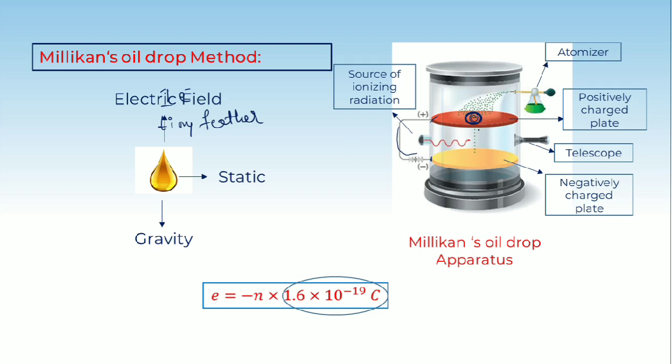While spraying, due to friction, some drops became charged. Some had one electron, some had two, some had three. But we don't know how to find the charge of one electron because the drops had one, two, or three electrons. So what magic happened? He adjusted the electric field at one point.